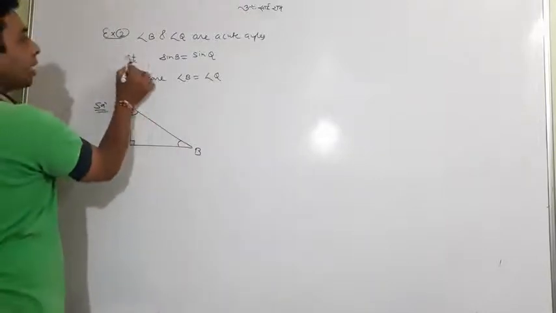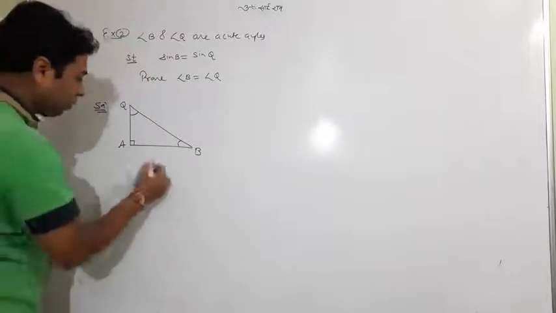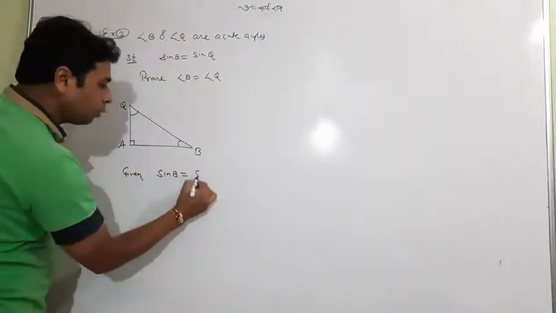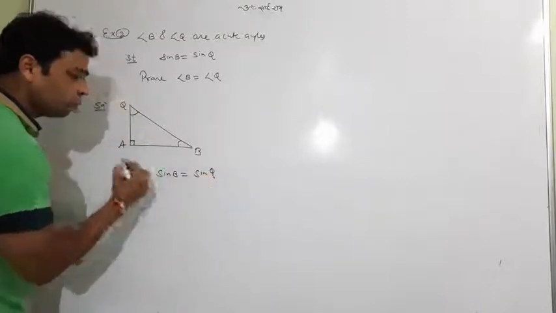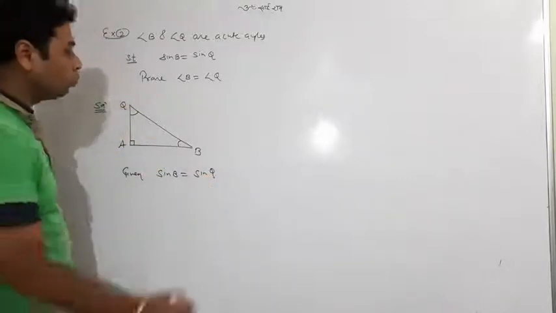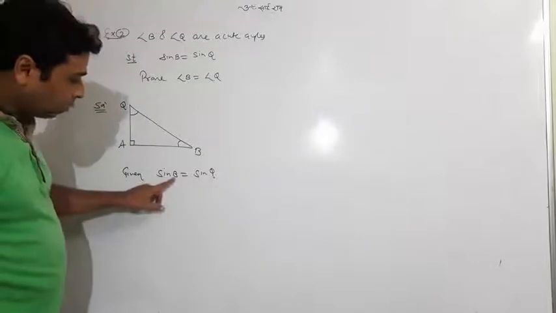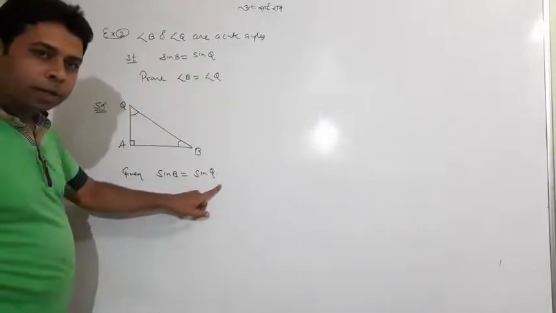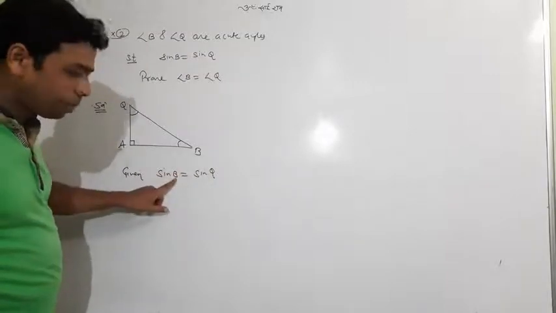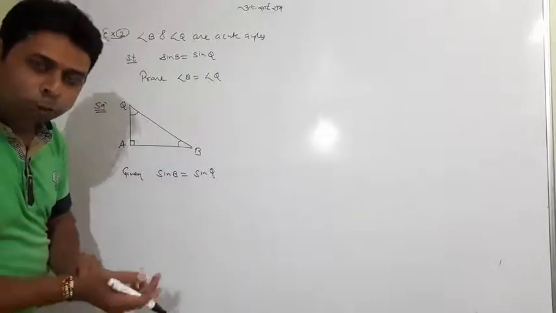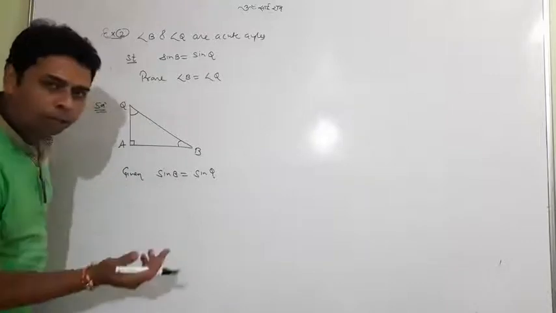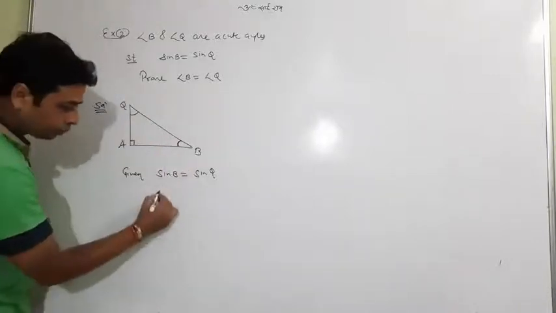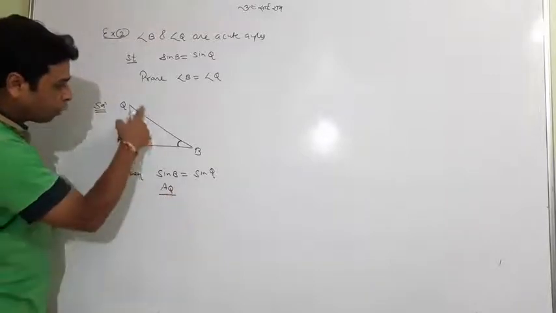What is given? Look at it. Given, we have sin B is equal to sin Q. So sin B, this time B is an acute angle, and sin Q, this time Q is an acute angle. When you find sin B, the meaning of sin is perpendicular upon hypotenuse. So take perpendicular upon hypotenuse. For B, perpendicular is AQ and hypotenuse is QB.